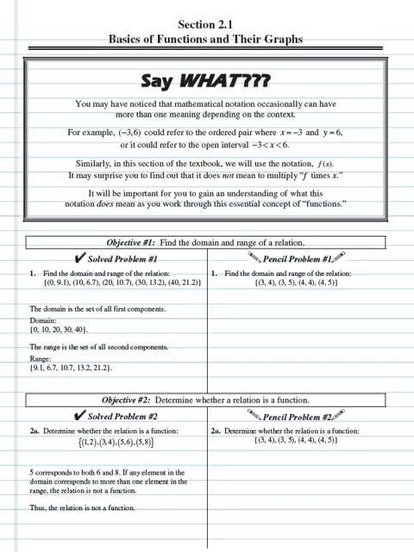Alright, 2.1, problem 1. Find the domain and range of the relation. Like we discussed in class, domain is going to be all x values and range is going to be all the y values. So in this case, the domain would be, that's a flower bracket, 3 and 4, and the range would be 4 and 5.